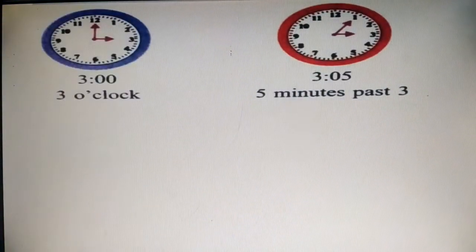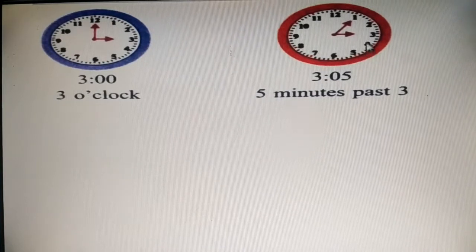In these clocks, as you can see, there are 2 hands. This is the small hand, and this is the bigger hand. According to these hands, the time is 3 o'clock, as the minute hand is at 12 and the hour hand is at 3. That's why the time is 3 o'clock.